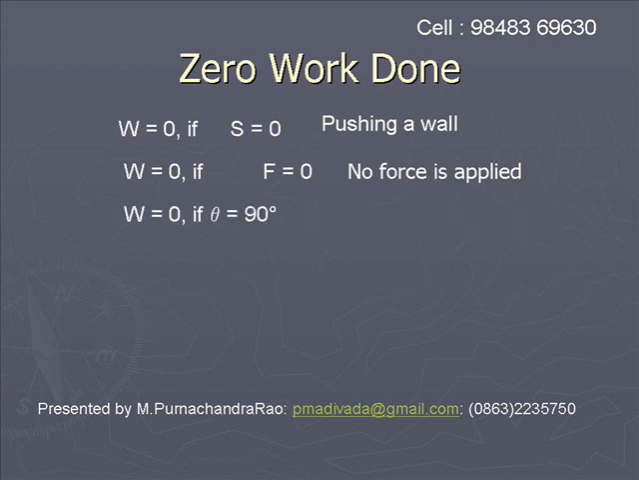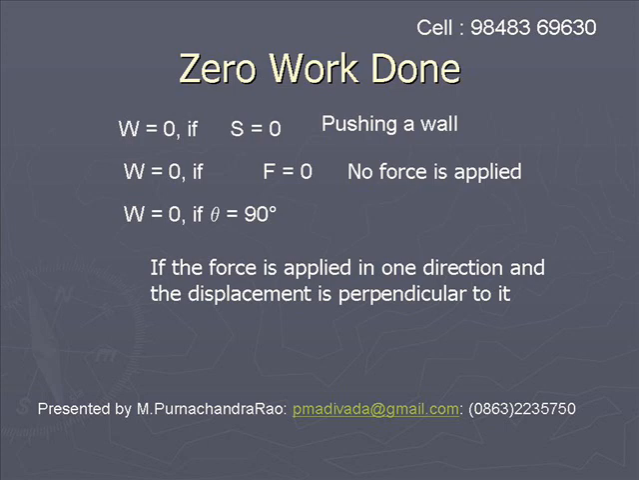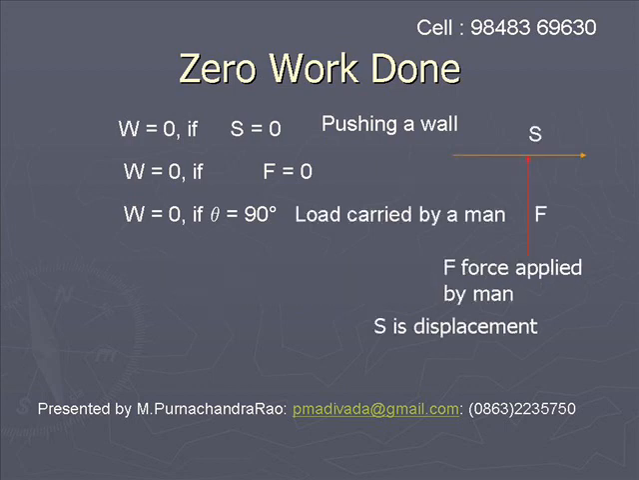Work done is also 0 if theta is 90 degrees. If the force is applied in one direction and the displacement is perpendicular to it, then the work done is 0. We can cite the example of a man carrying a load on his head. If he walks horizontally, then the work done by him against gravity is 0. This is shown by the upper figure: the horizontal arrow represents displacement, the vertical arrow represents the force applied by the man. The body is carried by a man walking on a level, horizontal surface. So here the work done is 0.